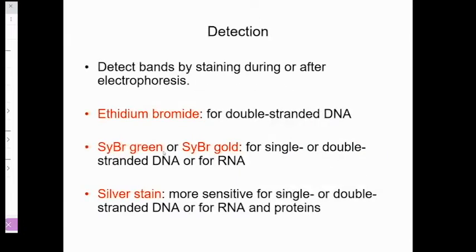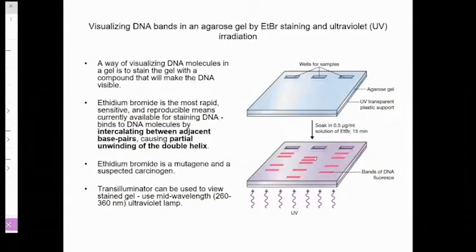And then to detect the presence of DNA, the cheapest way is ethidium bromide, and ethidium bromide can intercalate the double-stranded DNA. So under the UV light, you will be able to see the DNA. Or you can use SYBR Green or SYBR Gold that can bind single-stranded and double-stranded DNA. Then you place the gel on the UV light.